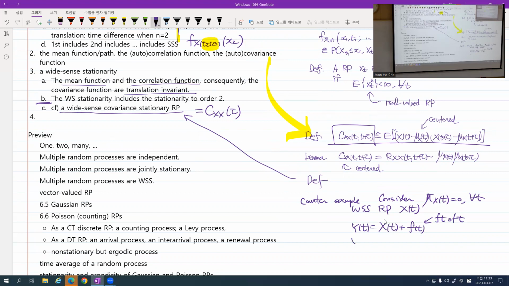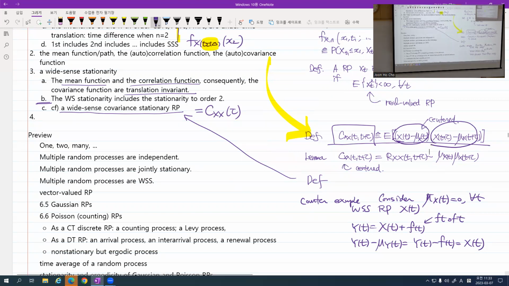Then you have this centered version equal to X of T, right? Now see, is Y strict-sense stationary? No, okay? Because of that. However, it is covariance stationary. Got it? So be careful.